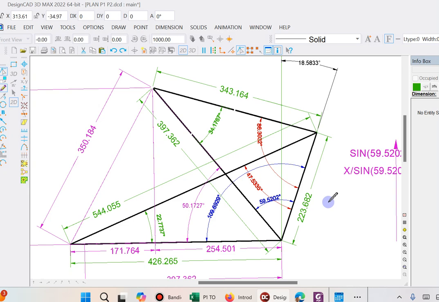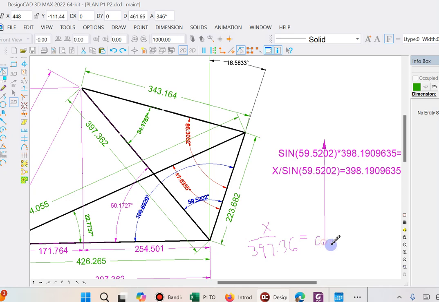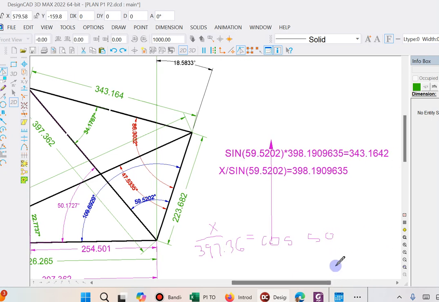So I'm looking for this distance, right? So x over 397.36 is equal to cosine of 50.17. All right. So they're going to take cosine of 50 times 397.